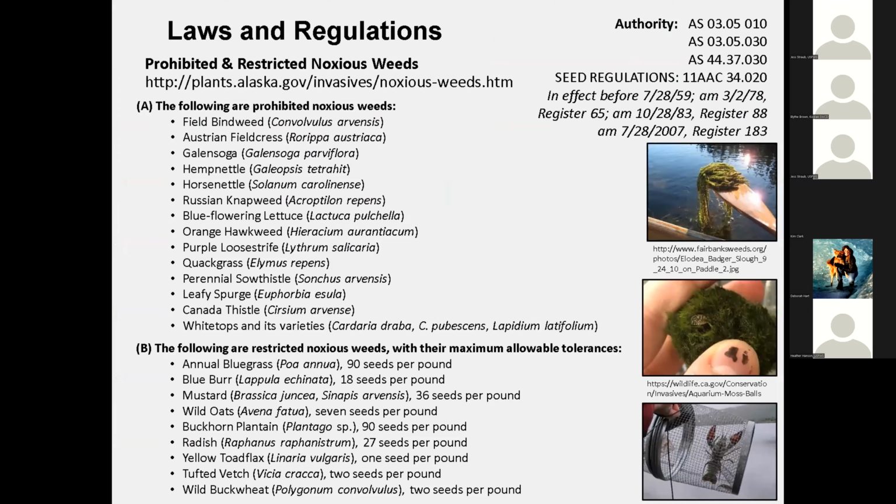There are laws and regulations that address invasive species, but don't rely on state regulations to cover everything. A regulation won't clean your equipment. This is the current list of prohibited and restricted noxious weeds in Alaska. This list is housed within the Division of Agriculture seed regulations. It is a list of seeds to protect agriculture, not plants to keep away from construction sites. Notice Japanese and Bohemian knotweed is not included. There are other regulations concerning aquatic invasive species with a nice summary listed on the Alaska Department of Fish and Game website.